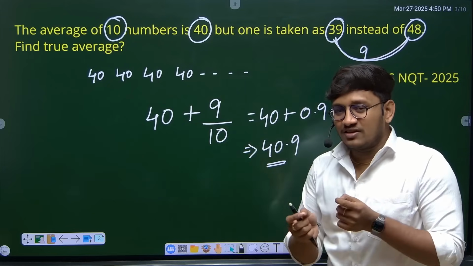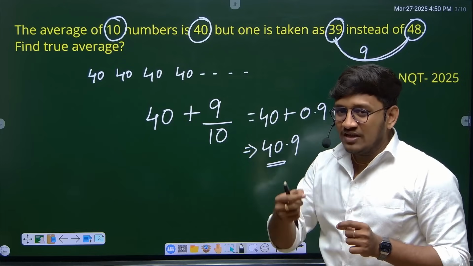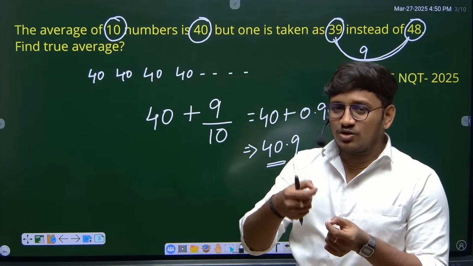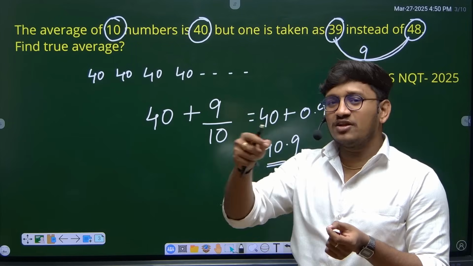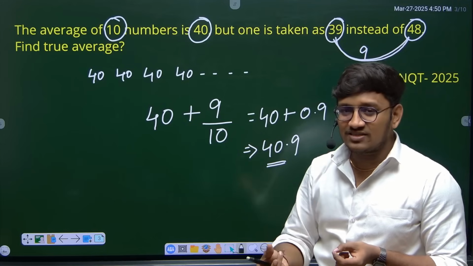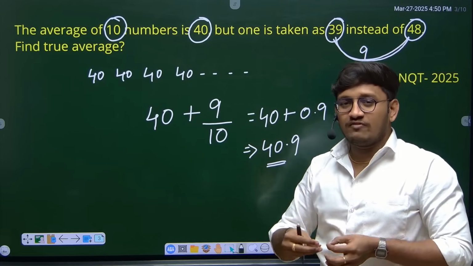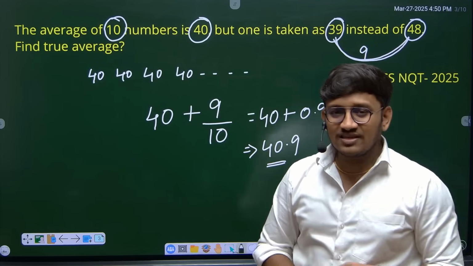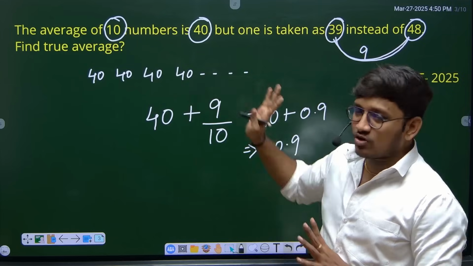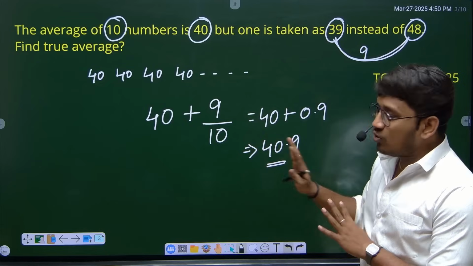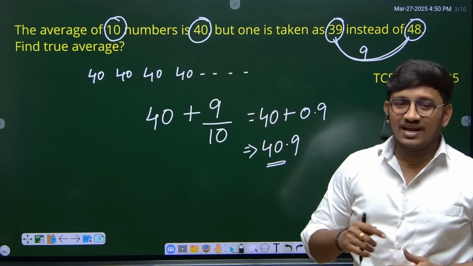Sometimes, while entering marks, instead of a particular mark, a wrong mark is entered. Because of this, the average got increased or decreased. What will be the true average? What will be the new average? These types of questions are mostly given in the TCS exam. This is one of the important categories of questions in the averages concept. I hope you all are clear with this question. Let's go with the next one.